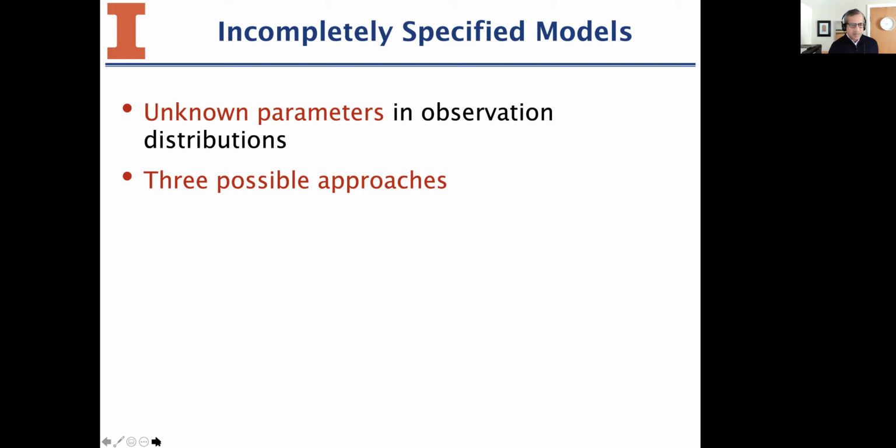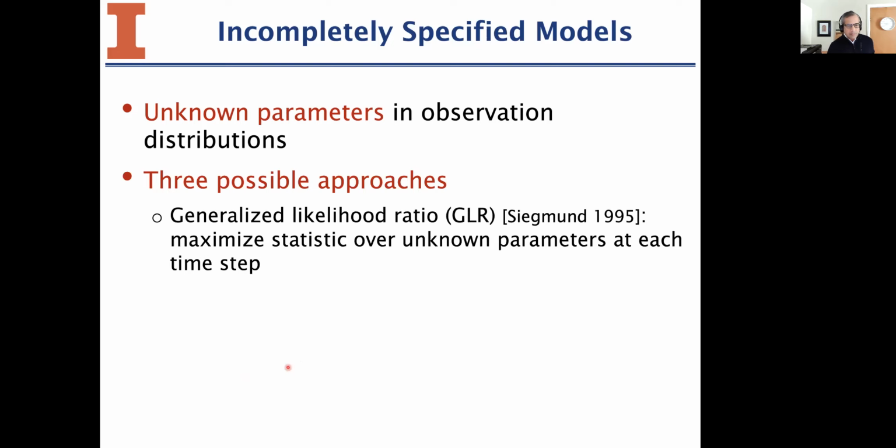So there are three possible approaches one can take. One is the generalized likelihood approach, where you have a parametric model for the observations, and you maximize the statistic over the unknown parameters at each time step. You could have unknown parameters in both the pre- and post-change distribution. Under certain conditions, one can show that these kinds of generalized likelihood tests are asymptotically optimal. Asymptotics in this case typically means that we let the false alarm rate go to zero.